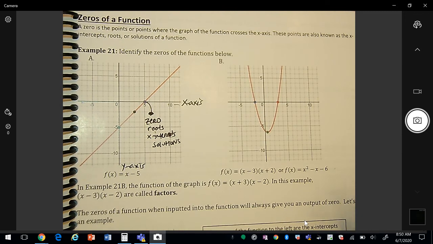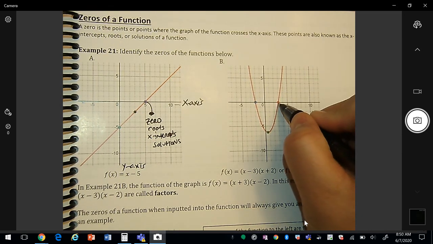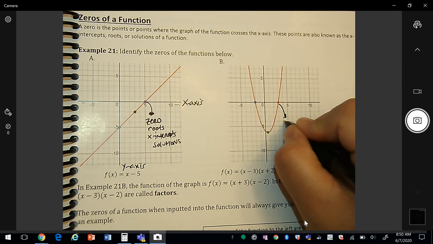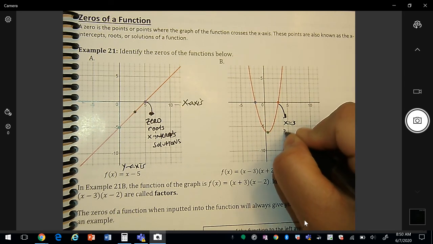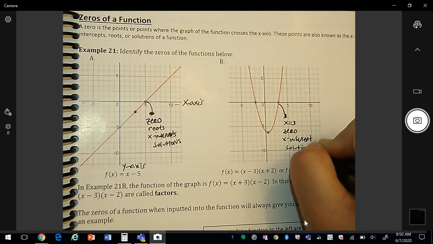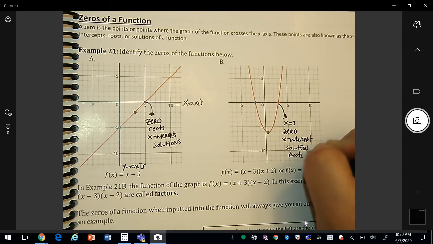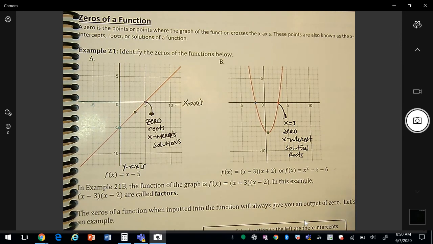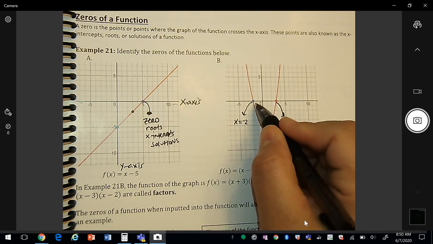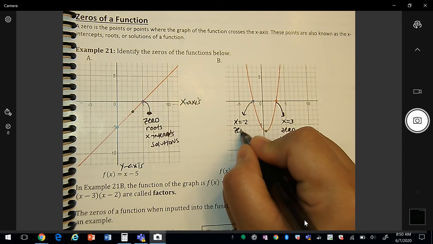Okay, so in the next example, we have two zeros. We have this one here, which is at x equals 3. Again, this is our zero or x-intercept, solution, or roots. They're all used to identify this point that we see on the graph. And then on this side, we have x is equal to -2, and that's going to be our zero as well.